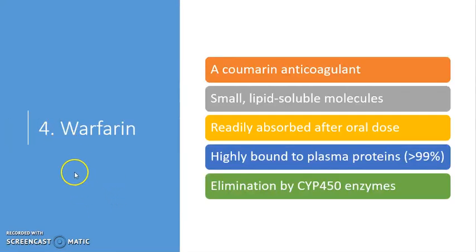So it's a coumarin anticoagulant, and it is lipid soluble. It's small sized. It's readily absorbed after an oral dose. However, it's highly bound to plasma proteins, and it's eliminated by CYP450 enzymes, and that can potentially cause many drug interactions because of its nature of being eliminated by the CYP450.